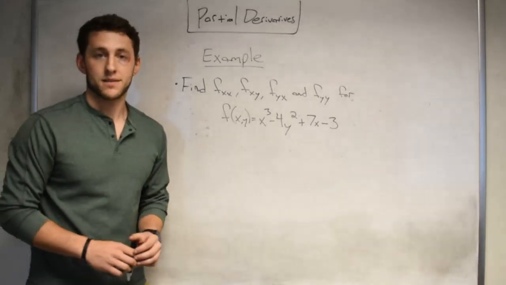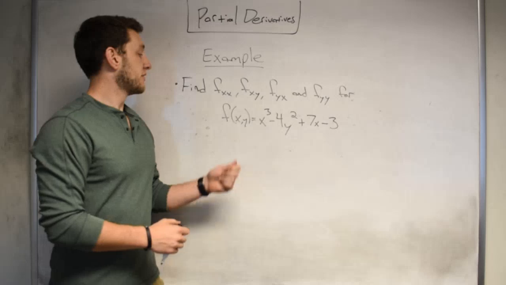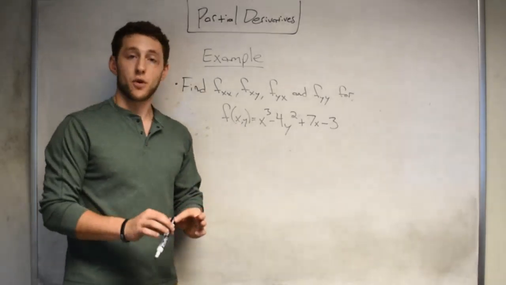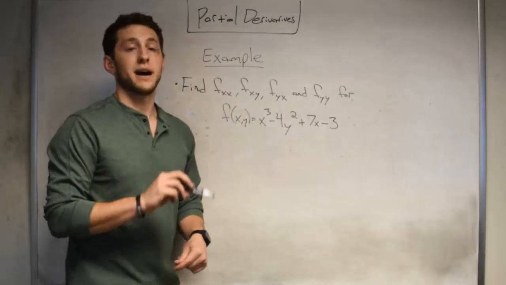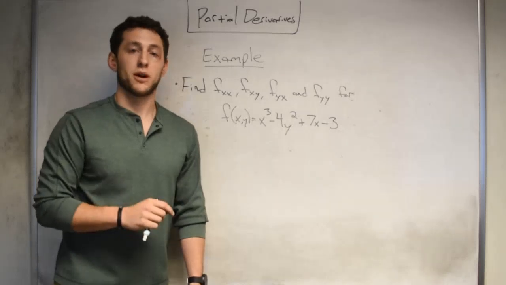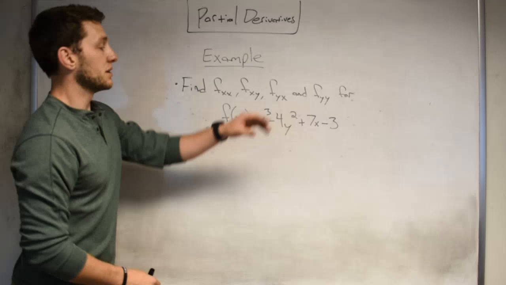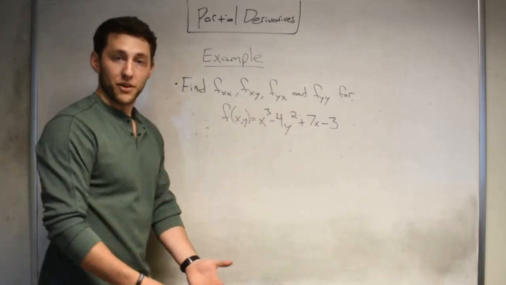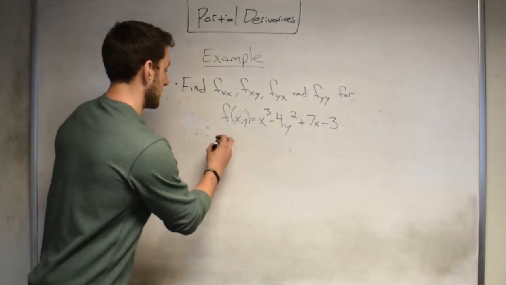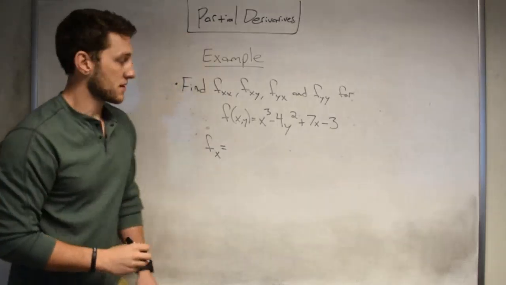Find f sub xx, f sub xy, f sub yx, and f sub yy for the function f of x comma y is equal to x cubed minus 4y squared plus 7x minus 3. I could have also stated, find all 4 second order partial derivatives, and that would have meant asking the same thing. Well, in order to get these guys, I have to go through the first order partials, just like with our deriving of functions of one variable. So first and foremost, let's get f sub x.